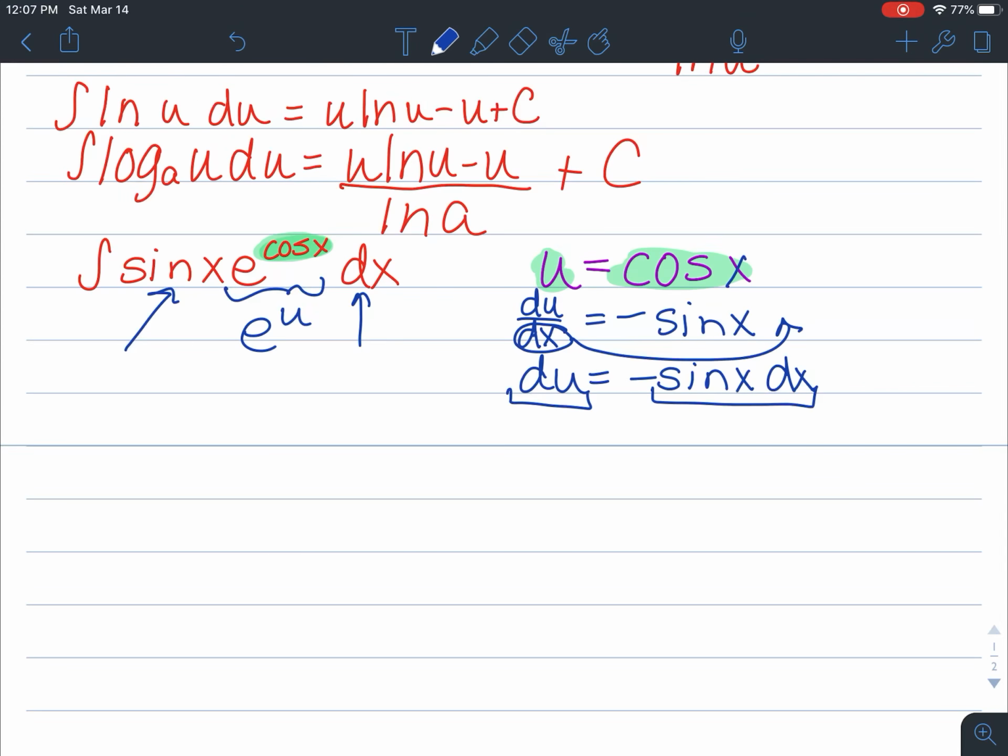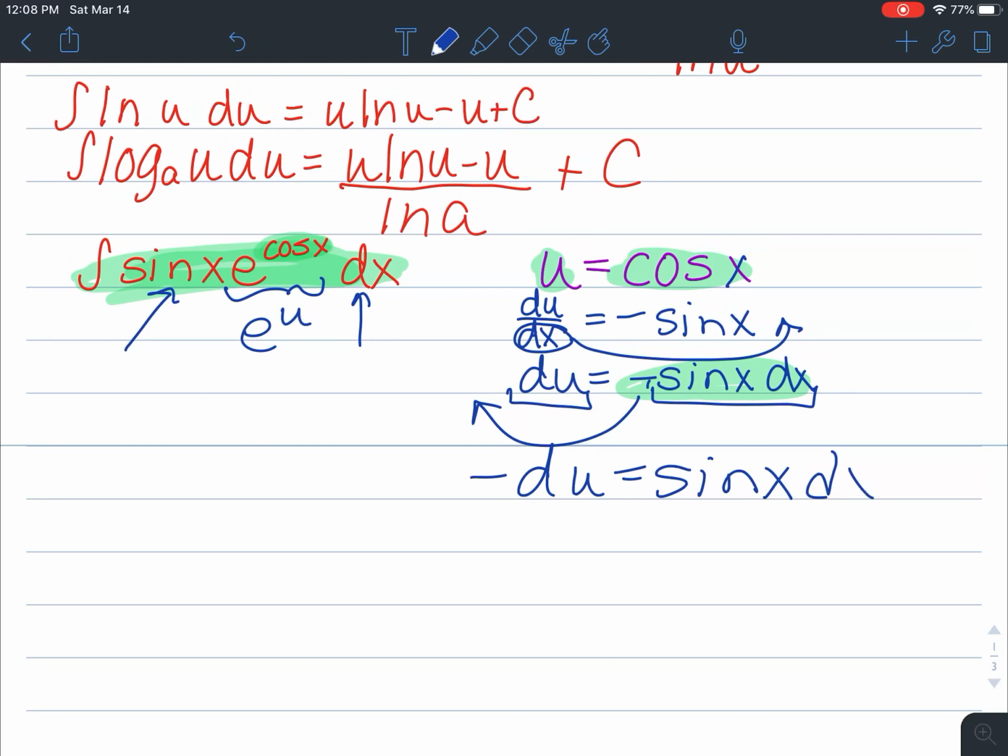So what I do is on this derivative, the first thing I do after I say du equals whatever, I look over here and I say, is what's here somewhere over here? It is, except for this negative sign. So what I do is I take this negative, I put it on the other side. Or if it's a 6, I would put a 6 on the other side. So negative du equals sine x dx.